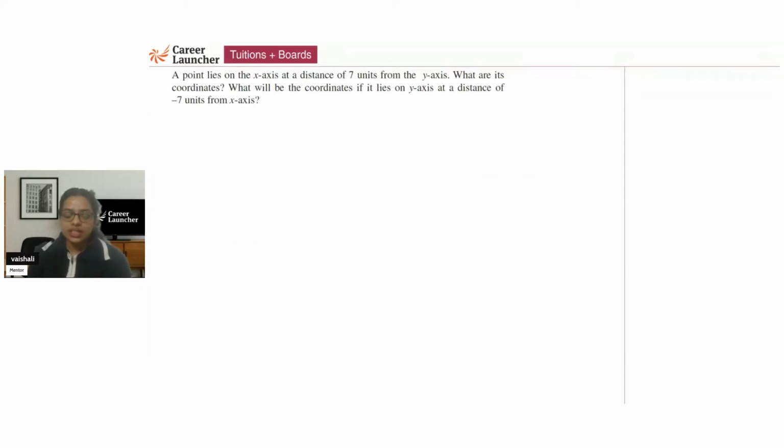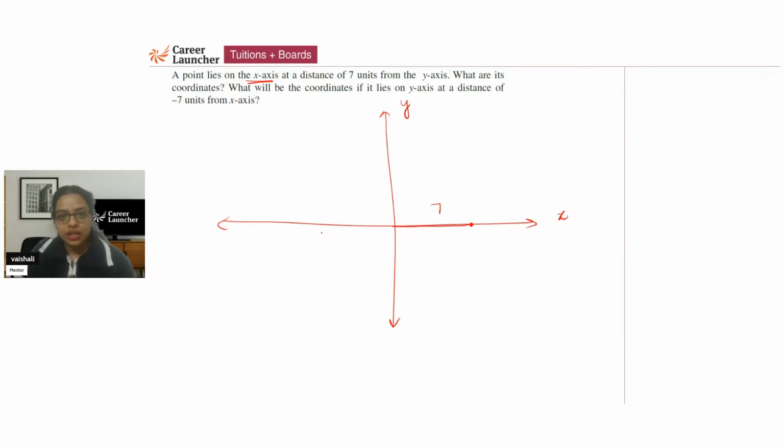Question number 14. It says that a point lies on the x-axis, and yeah, so this is my y-axis and this is my x-axis. There is a point on the x-axis at a distance of 7 units. Now if I'm saying it is at a distance of 7 units, तो ये भी हो सकता है, or it can be the other way around. It can be in the negative direction of my x-axis also. These are the two possibilities. Now what are the coordinates? So you will say 7, 0, because a point is lying on the x-axis, so it has to be something like 7, 0 or -7, 0.